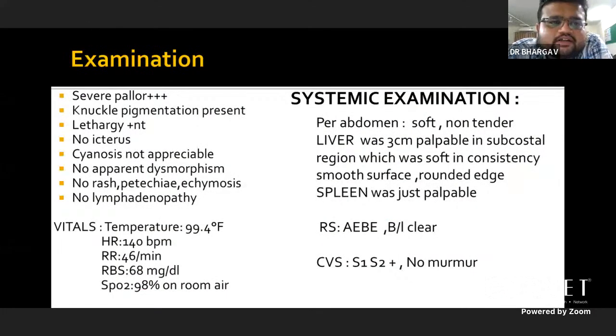On general examination, the child was having severe pallor with knuckle pigmentation and the child was lethargic. There was no icterus, no apparent dysmorphism, no rashes, no petechiae or ecchymosis, and no evidence of any lymphadenopathy. Vitally, the child was stable but having a temperature of 99.4 degrees Fahrenheit. On per abdominal examination, the abdomen was soft, non-tender, liver was 3 centimeters palpable in the subcostal region, soft in consistency, having a smooth surface and rounded edge, and spleen was just palpable. Other systemic examinations were normal.